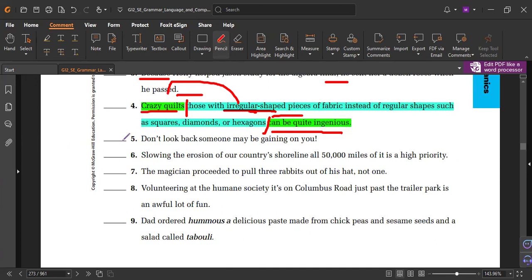Now we need to test number 5. Do we need any dash? Yes. Where? After don't look back, somebody. After this one here. Don't look, and then a dash. Someone may begin on you. This is supplemental information. That's true.